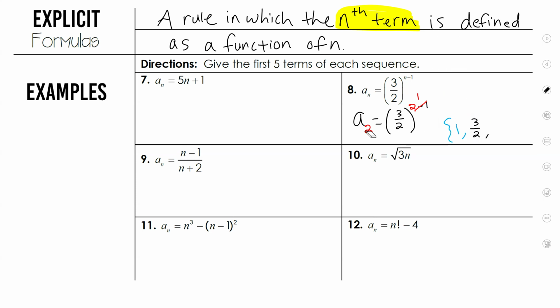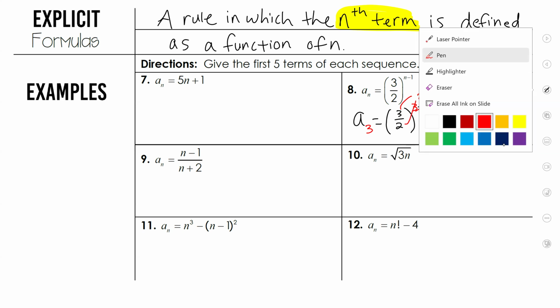Next, we're going to do the third term. So I'm going to plug in a 3 for the n. 3 minus 1 is 2. So I'm going to do 3 squared, which is 9. 2 squared, which is 4. Okay? You guys do the fourth and fifth term. Let's move on to number 12.